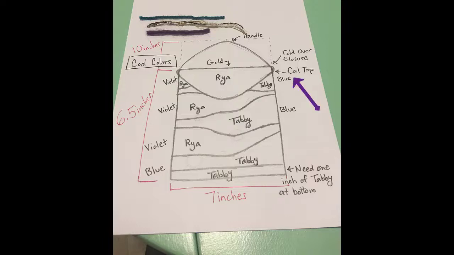The type of top that I will be doing is coil. You can't really see it because I have my pretend flap hiding it. My closure is actually going to just be that flap. I'm not going to have a button or anything like that, but that flap will be how my bag gets closed.